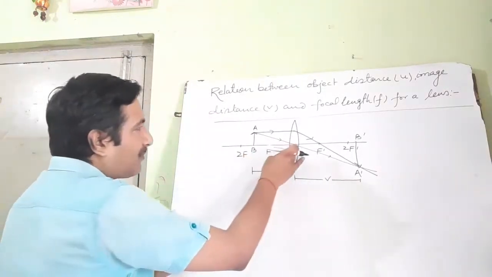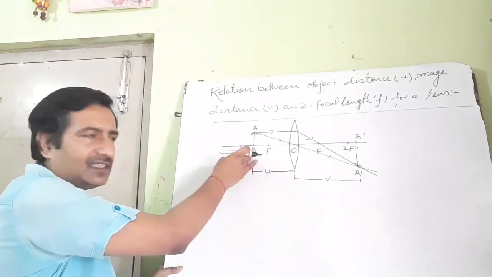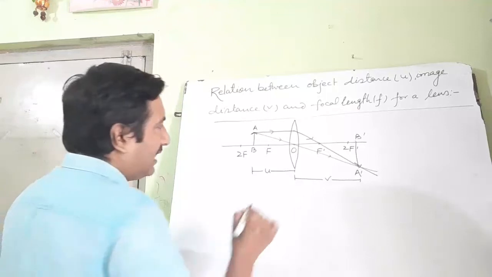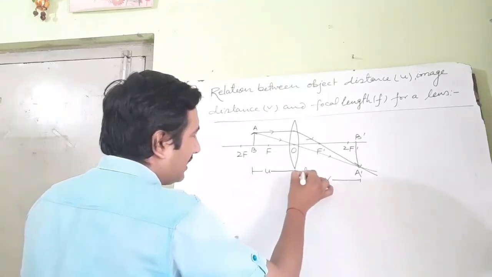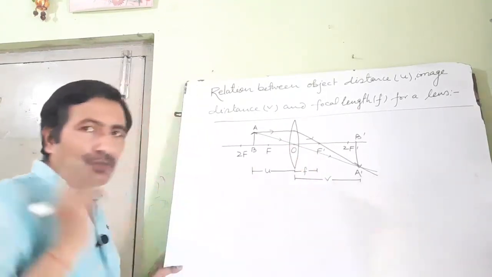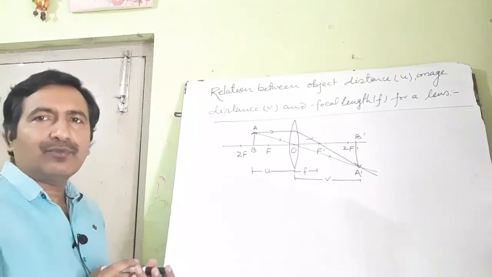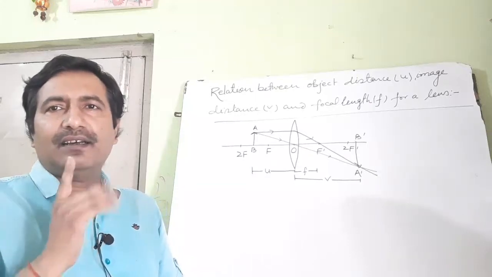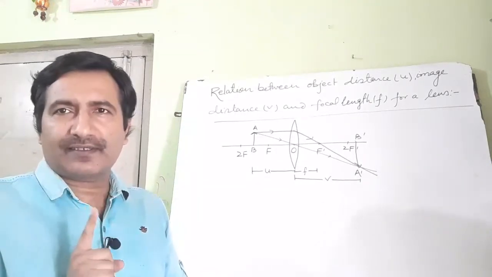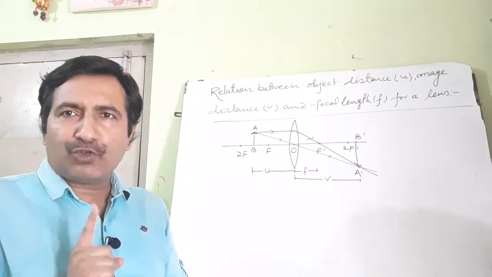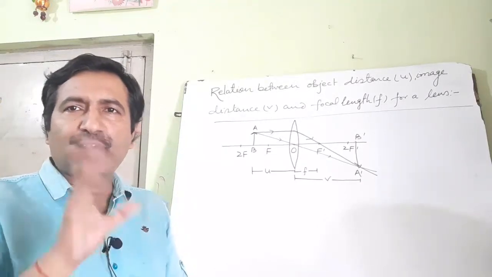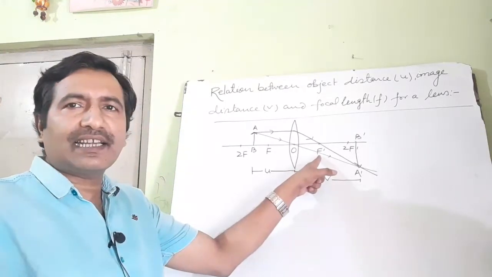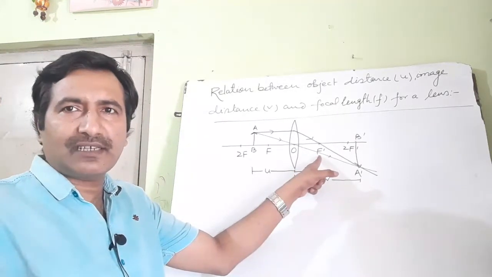Means the distance from optical center to the object is u, the distance from optical center to the image is v, and you know this is f, focal length f. You must be aware that we use sign convention for the secondary focus. You see f dash is the second principal focus. This is also called secondary focus.